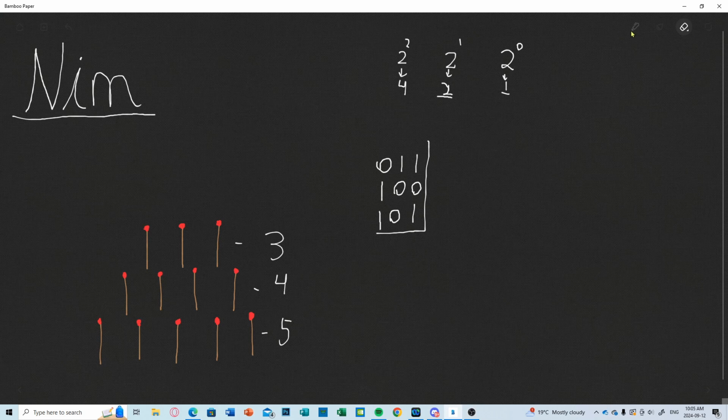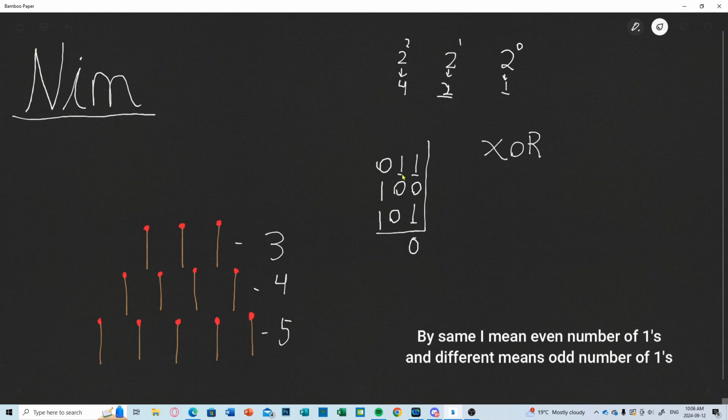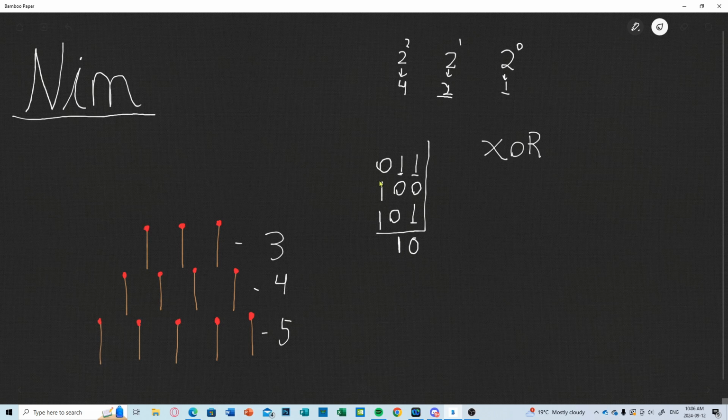Next we're going to perform an XOR operation, the XOR gate operation, on these binary numbers. What the XOR does is it compares each bit of the numbers and returns 1 if the bits are different and 0 if they are the same. Here we have two 1s which are the same, which gives us a 0. Here though, we only have one 1, and because that's different, we have a 1. And finally, we have two 1s here, which is even, so they're the same, which gives us a 0. Which means our result for our position is 0, 1, 0.